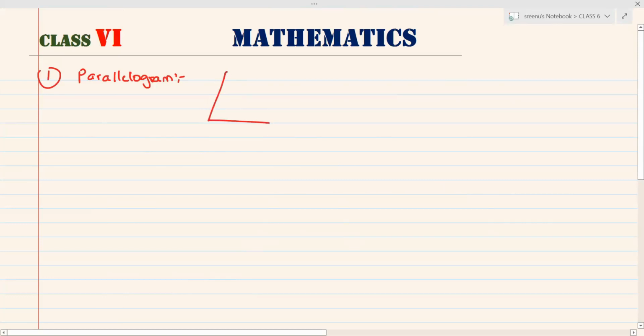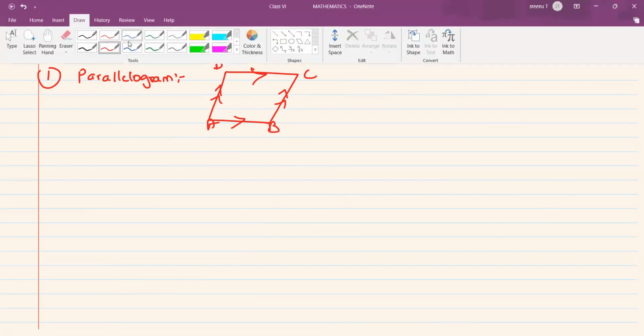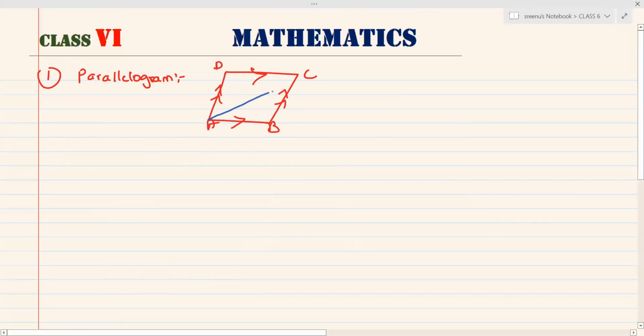So let us take this diagram. You see here AB, CD. If we draw like this, these two are parallel. If we draw like this, these two are parallel. The diagonals of a parallelogram bisect each other, which means here AO is equal to OC, BO is equal to OD.